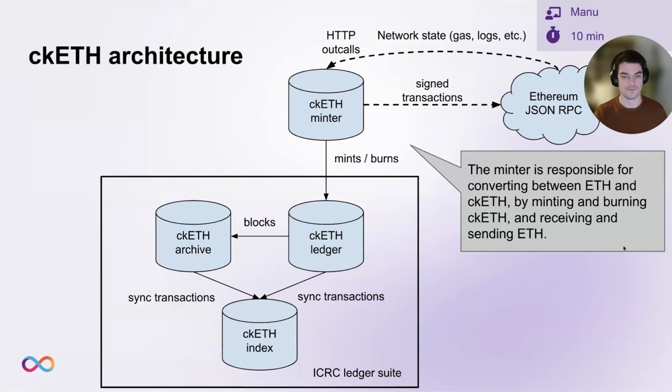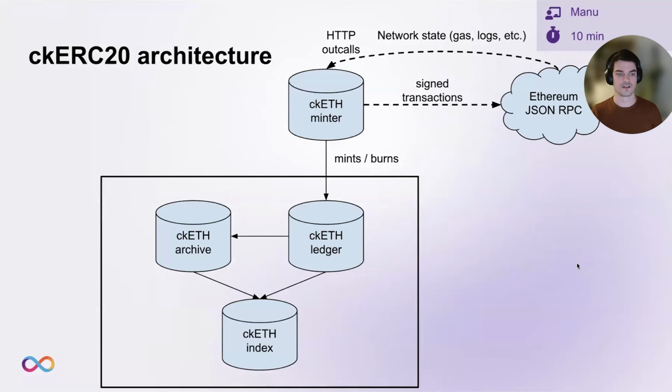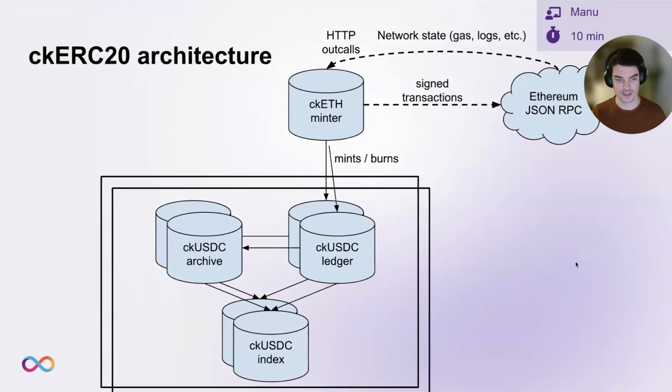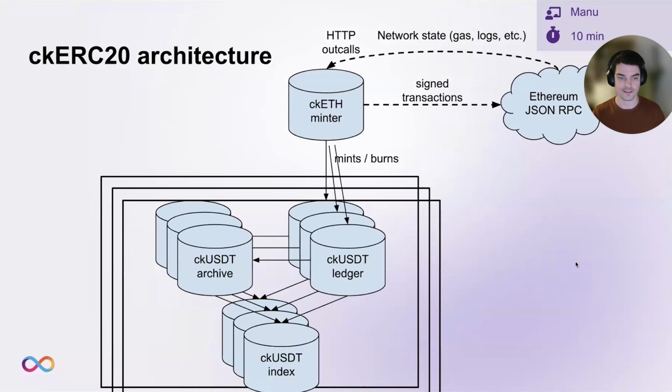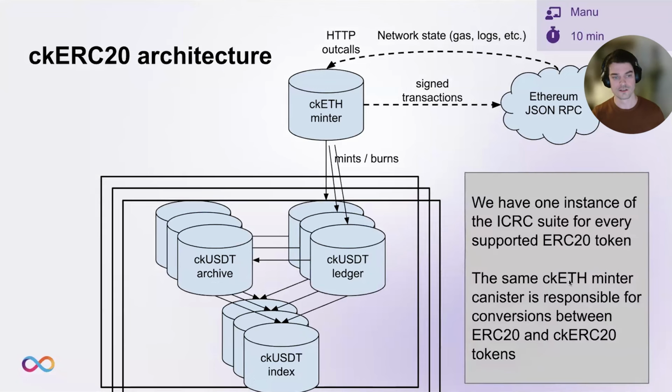Now, our plan is to extend this architecture. So we build on ckETH, and essentially the main thing is we add more of these ledger suites. We add such a ledger suite for every supported ERC20 token. Note that there's a single minter. So we think it's best to extend the responsibilities of the existing ckETH minter to now also be responsible for, for example, making sure that USDC and ckUSDC are tied together. This is a very zoomed out, high-level picture.